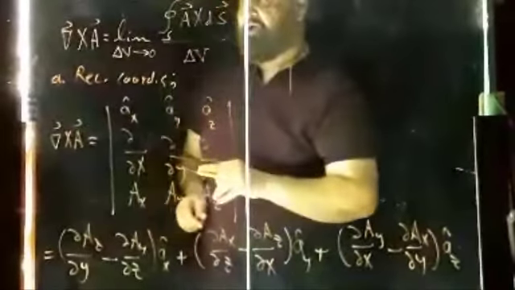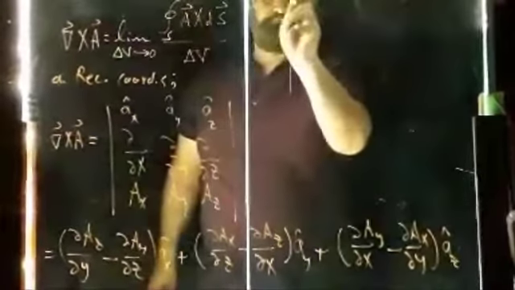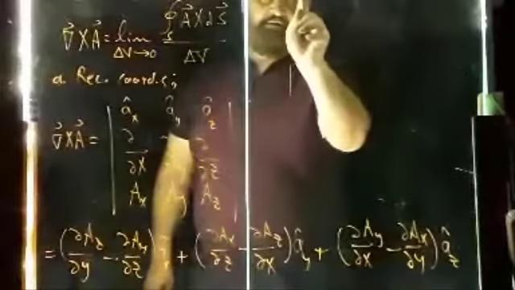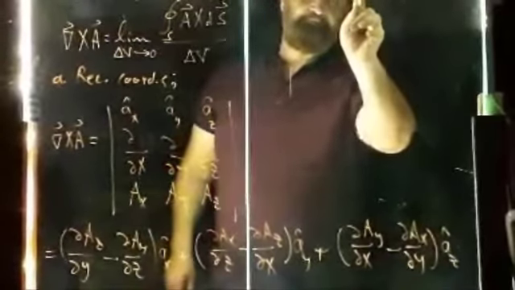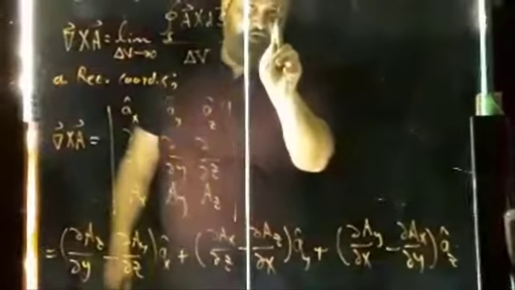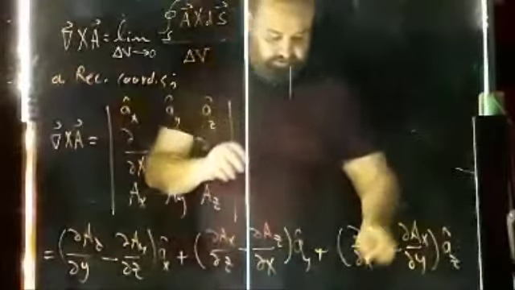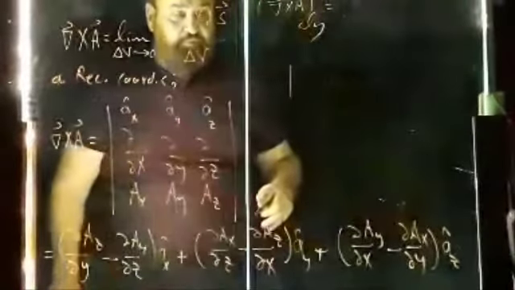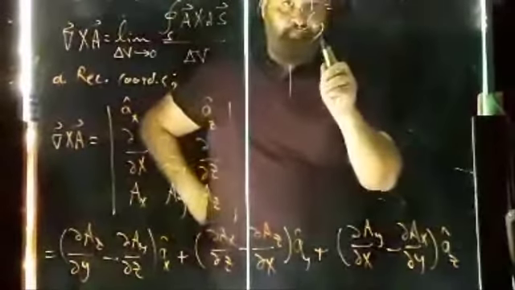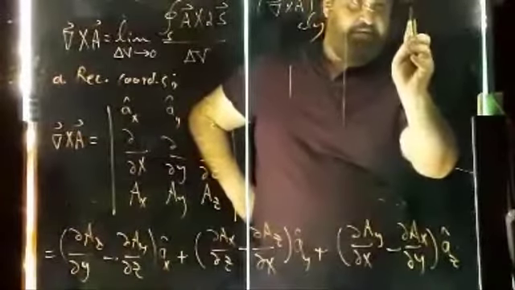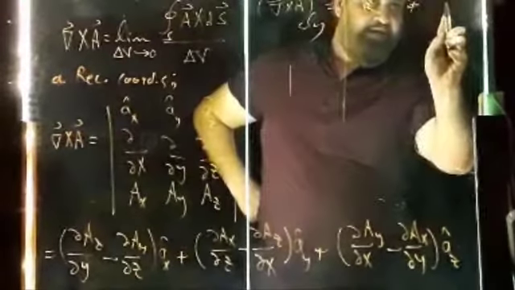B, I will write the curl in spherical coordinates. The curl, in cylindrical coordinates first. Curl A in cylindrical coordinates is equal to the matrix of A sub R hat, A sub phi hat, A sub z hat.